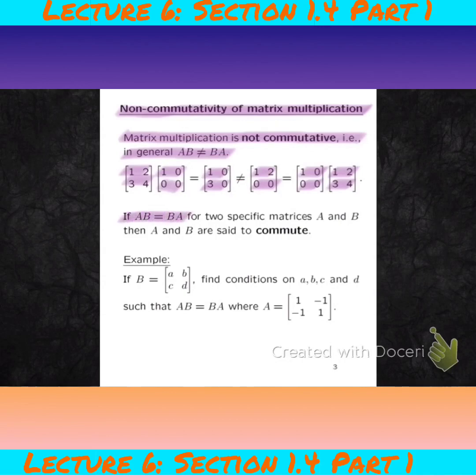So if A times B is equal to B times A for two specific matrices A and B, then we say that A and B are said to commute. So when you have that A times B is the same as B times A, then we say the two matrices are commutative or they commute. Okay, so here is an example. Here they give me an arbitrary 2 by 2 matrix B with entries a, b, c, and d, and they ask me to find conditions for a, b, c, and d such that A times B is the same as B times A whenever A is this specific matrix, 1 minus 1 minus 1, 1.